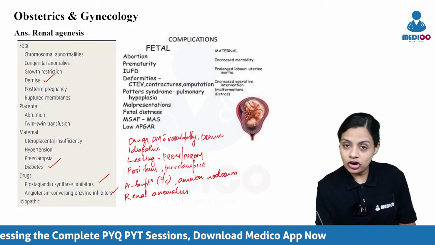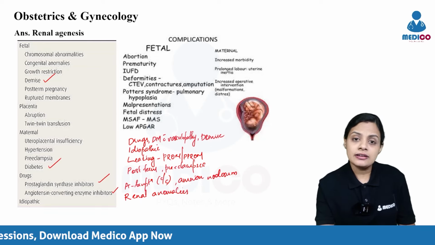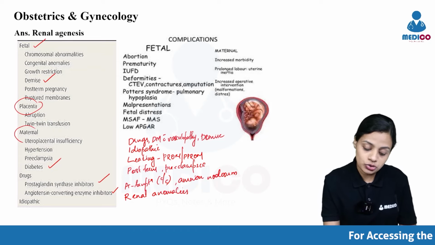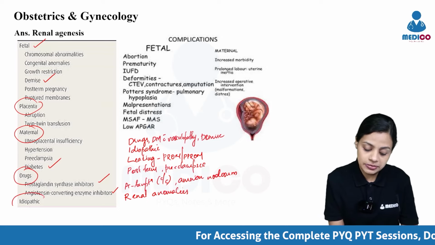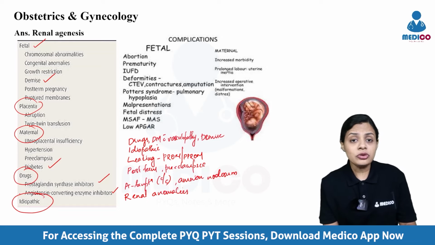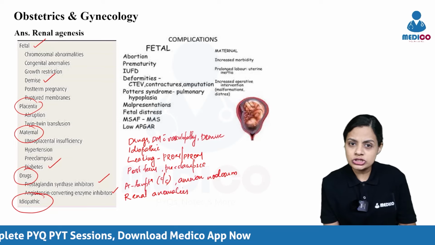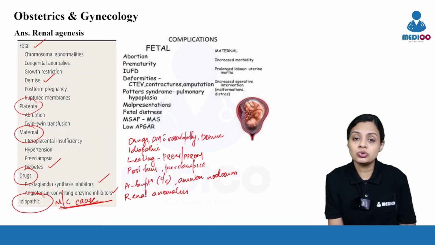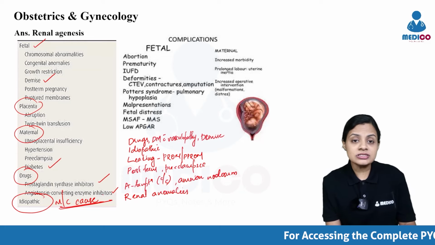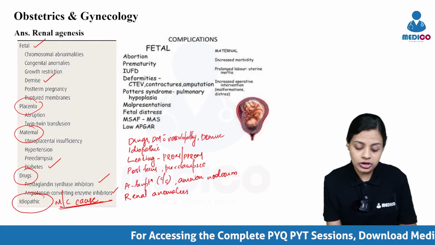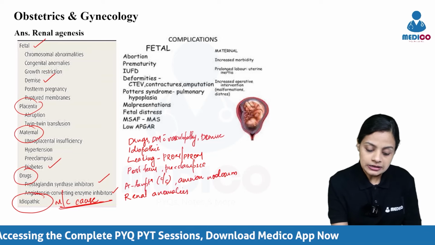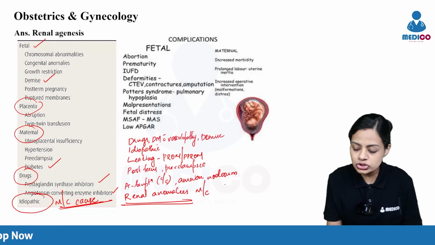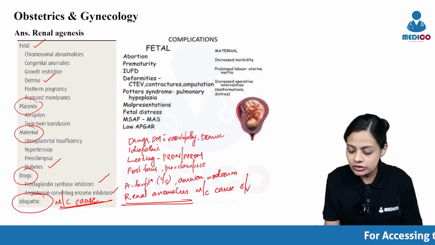All right, so we've got the mnemonic. You have to know that oligohydramnios may be due to a fetal cause, a placental cause, a maternal cause, drugs, or it can be idiopathic. Now, if you're asked what is the most common cause for oligohydramnios, your answer is idiopathic. But if the question is what is the most common cause for severe oligohydramnios, your answer should be a renal problem, a congenital anomaly. A renal anomaly is the most common cause for severe oligohydramnios.